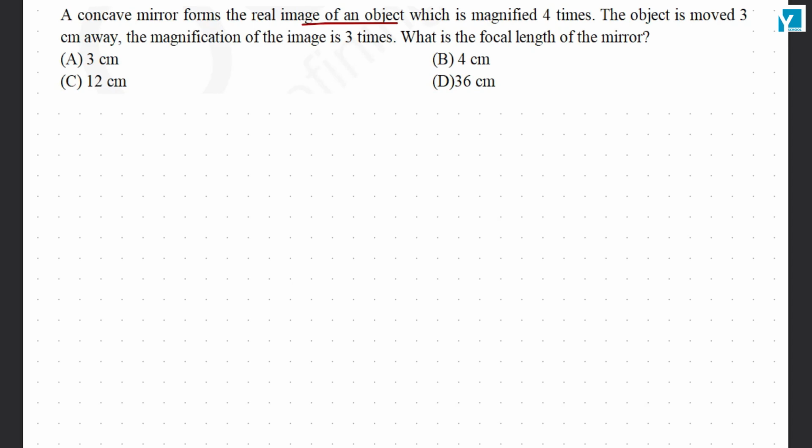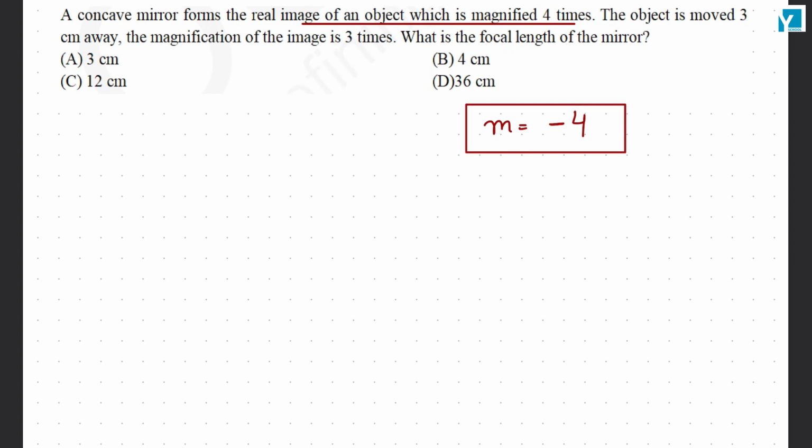A concave mirror forms the real image of an object, which is magnified 4 times. So first of all, we have magnification, which is 4 times, and the image is real, so it must be inverted. So magnification should be written as minus 4. This is the first important step, and if you make a mistake here, the answer is going to be completely wrong.